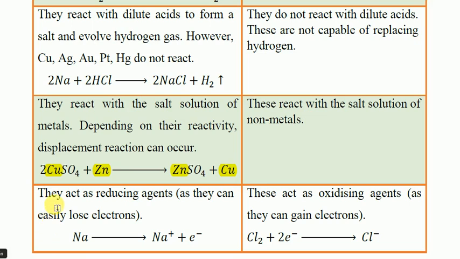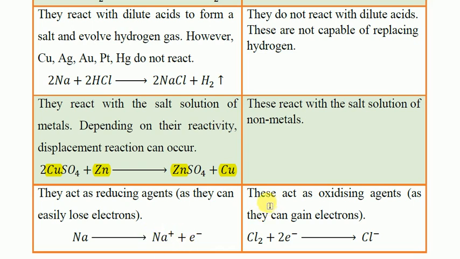Next, metals act as reducing agents. A reducing agent undergoes oxidation, and an oxidizing agent undergoes reduction. What does reducing agent mean here? Sodium loses one electron to form a Na plus ion. They are electropositive.